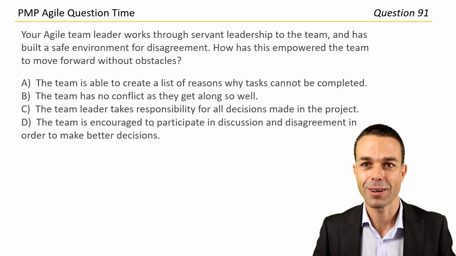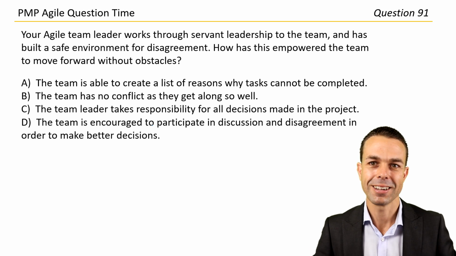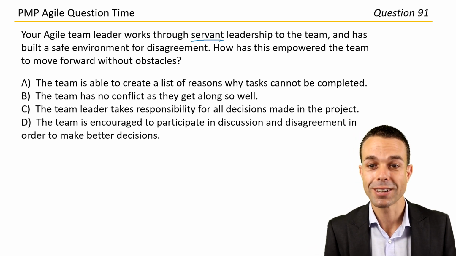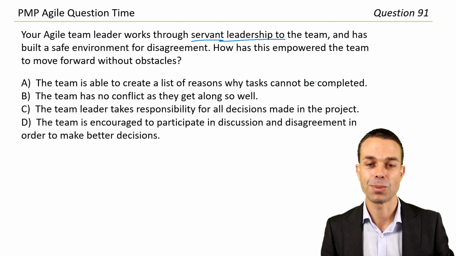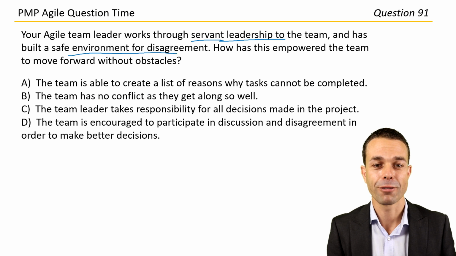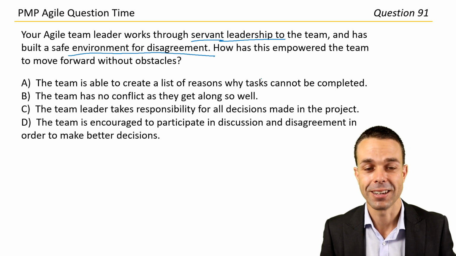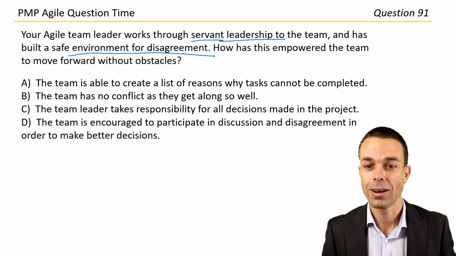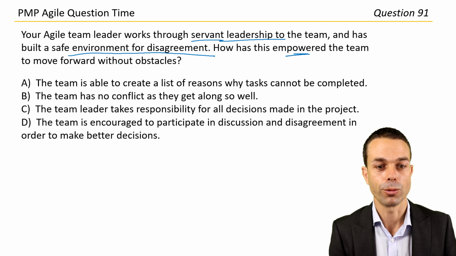This is a little bit of fun too. We're getting some varied ideas here. The Agile team leader works through servant leadership to the team and has built a safe environment for disagreement. Oh, and I cannot say enough how important that is. It is so important. Can we be open? Can we actually challenge the ideas in a safe way? How has this empowered the team to move forward without obstacles?